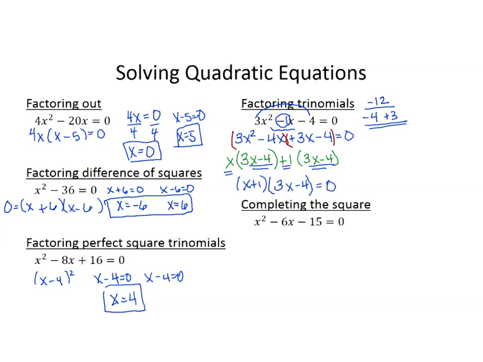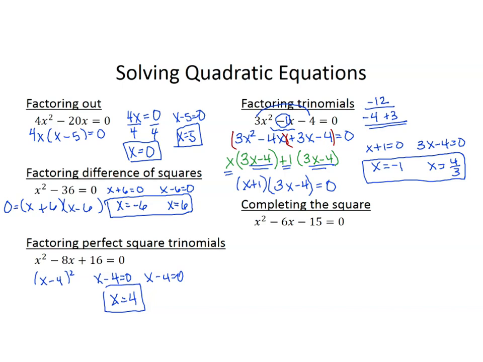But like in all the other examples, their product is equal to 0, so I still have to set each factor equal to 0 and solve. Here I'll get negative 1. Here I'll get 4/3. And that would give me my two solutions.